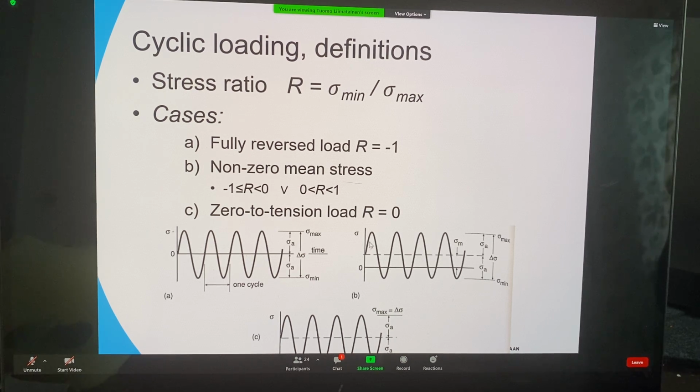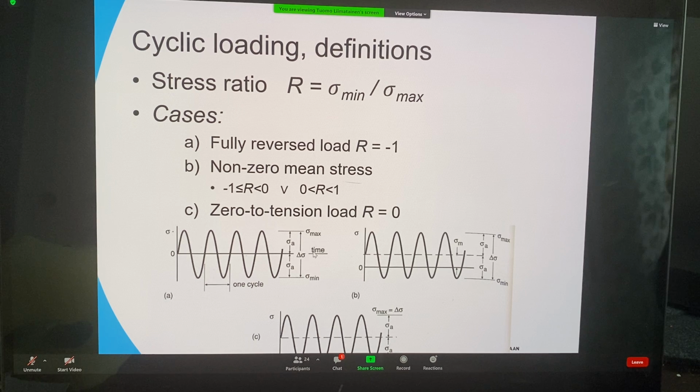Or it could be, which is not pictured here, that this curve is below the zero, which means that the mean stress is on the compression side, and most of the time the loading is on the compression, and only a small portion is on the tension side. This is the second case.